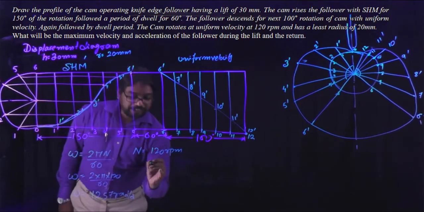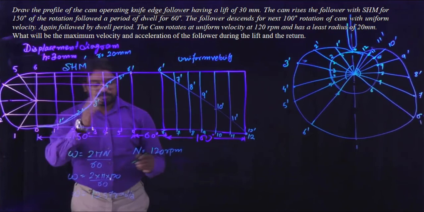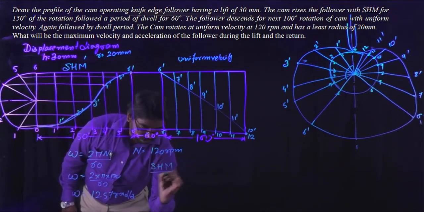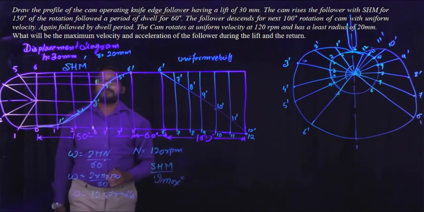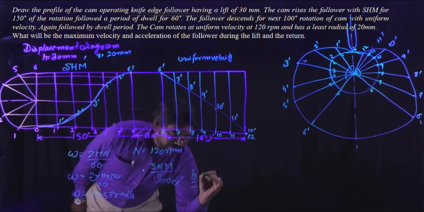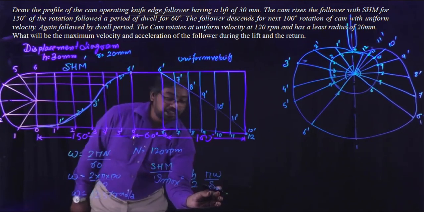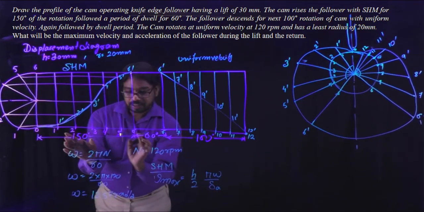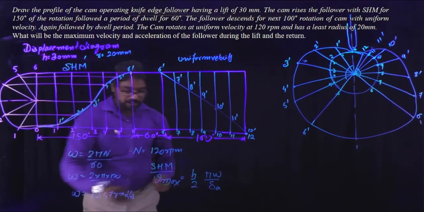Now we want to find the maximum velocity during the lift. For SHM, we know V max, which we have just derived, is h by 2 times pi omega by delta A. Why are we taking delta A? Because this is the angle through which the follower is lifting; it is nothing but theta, the first part that we have.